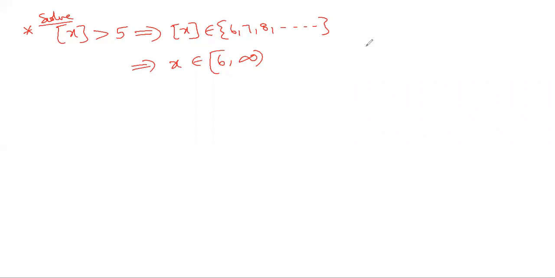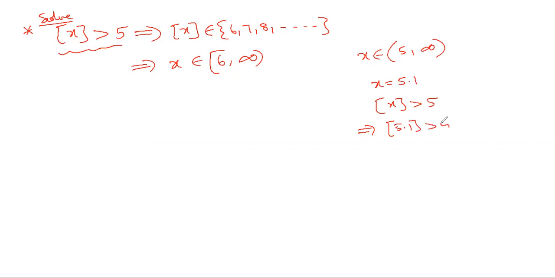Suppose you write x belongs to open 5 to infinity. So you're saying that x equal to 5.1 will satisfy this inequality. You're giving x equal to 5.1 as a solution for this inequality. If you actually substitute x equal to 5.1 in this inequality, what you get is the integral part of 5.1 is greater than 5. The integral part of 5.1 is not 5.1. If it were 5.1, then it is fine, 5.1 would be greater than 5. But the integral part of 5.1 is 5. 5 greater than 5 is a wrong statement.